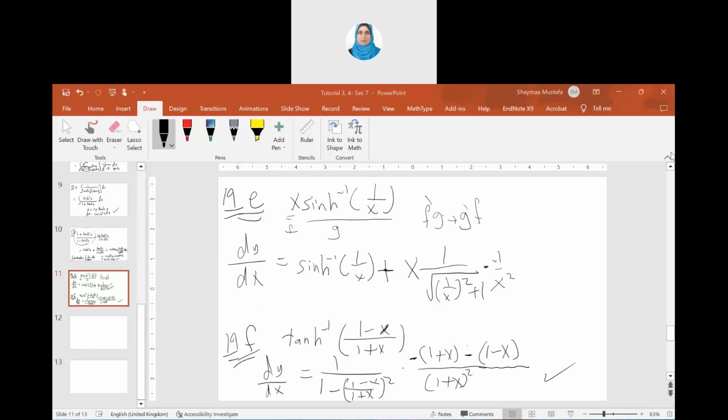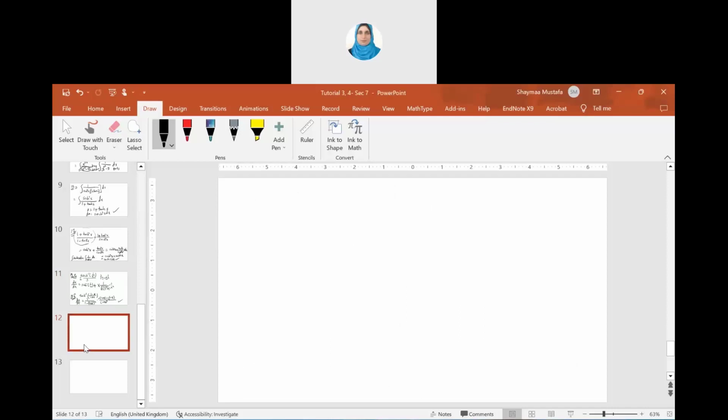Now another question: 13, 14e and 14f. For question 13, I think the first part is okay, because you need to use the definition of cos x and sin x to prove this one. So I will solve only the part related to integration. By definition, you need to prove this one.